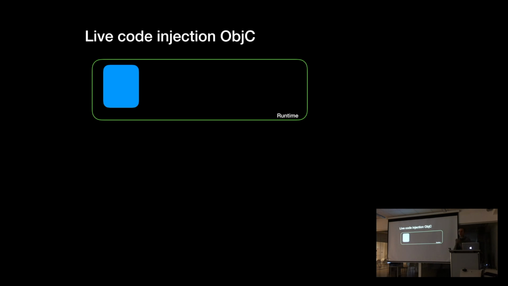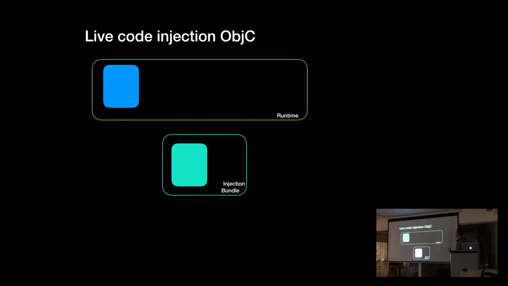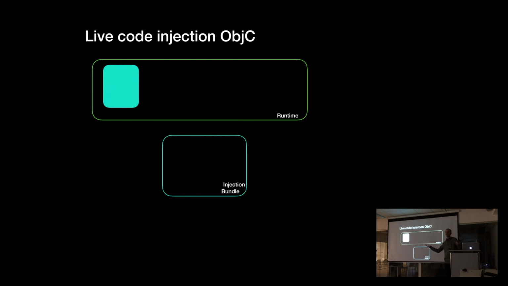Okay, so how does it work under the hood? What we wanted to achieve in general is to replace the implementation of our class, blue box, in a runtime with a new implementation. Let's assume we have already somehow achieved the injection bundle and we've got a new implementation of this class and we want to just override it.